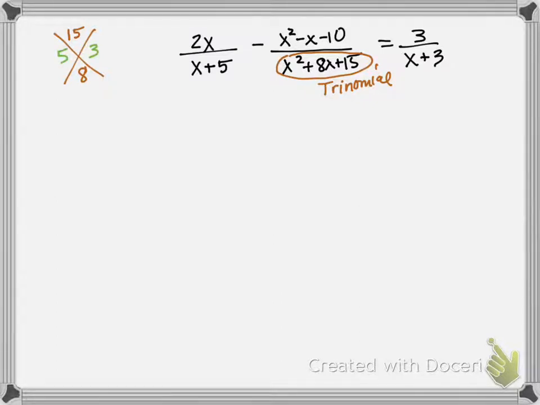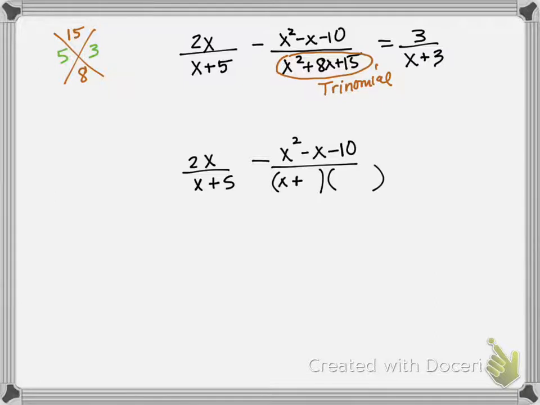So I'm going to rewrite my equation with that denominator in factored form. So it's 2x over x plus 5 minus x squared minus x minus 10. And now I'm going to convert that to factored form. I would have x plus 5 and x plus 3. Those are my two factors. And that's equal to 3 over x plus 3.